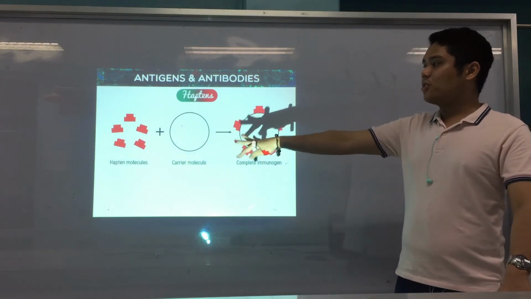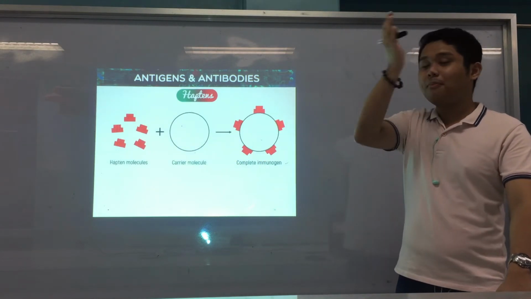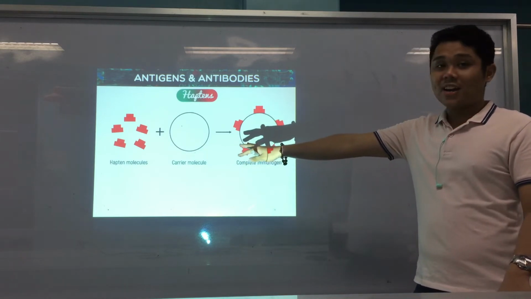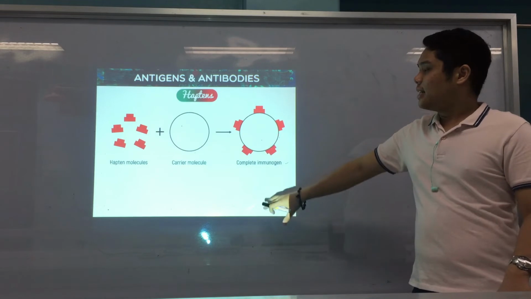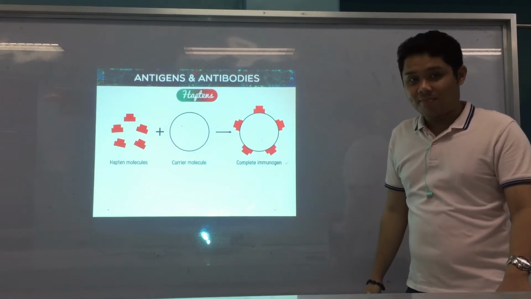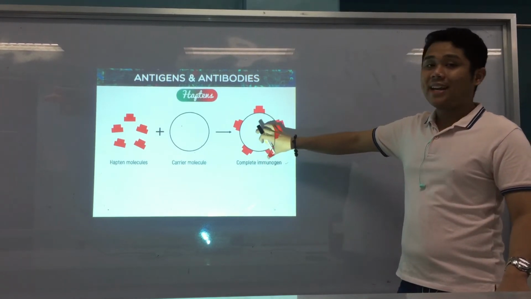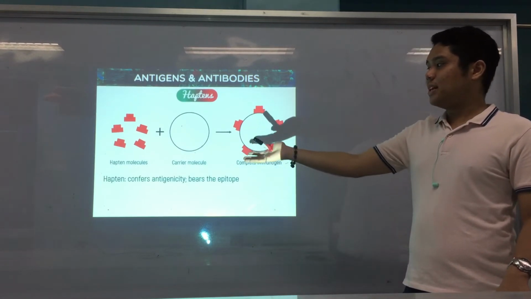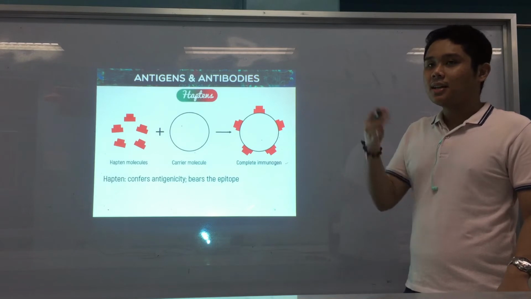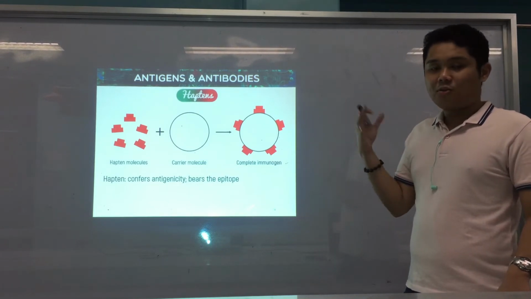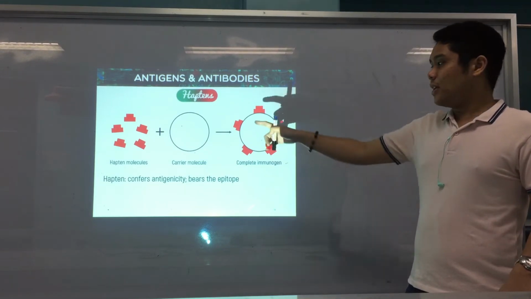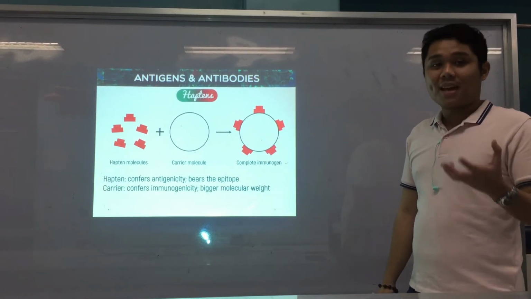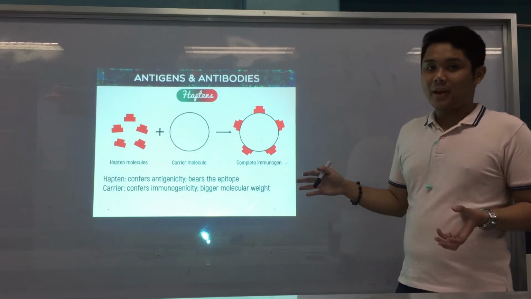So here is an example of a picture. Hapten molecules are small molecules that by themselves are non-immunogenic. Let's say we have a large carrier molecule and they combine. Now this is a complete immunogen, so this will create an immune response. Your hapten confers the antigenicity, meaning how foreign it is, and it has only one epitope, one binding site. Whereas the carrier produces the immunogenicity, with its bigger molecular weight.